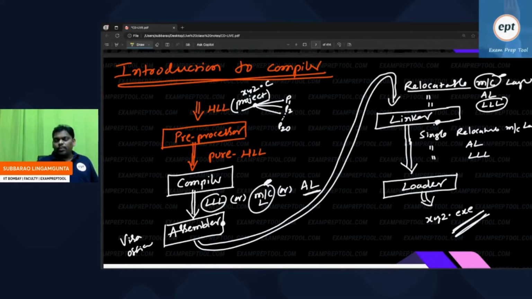High level: preprocessor, high level to pure high level. Compiler, pure high level to low level. Assembler, low level to relocatable language. Linker, it will link. Loader, it will load. Loading means hard disk to main memory mapping. There the operating system also comes into the picture.